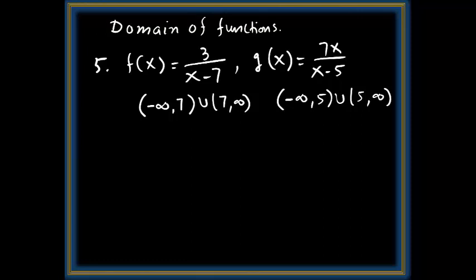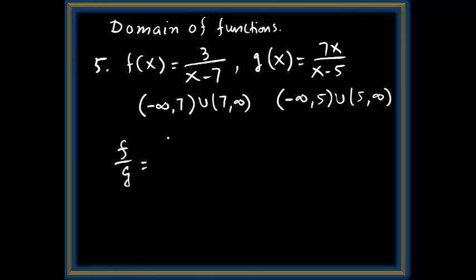I'm taking example 5. In this case, my function f of x is 3 over x minus 7 and g of x is 7x over x minus 5. So in both the cases now, you see the domain will be, for the first one, negative infinity to 7, 7 to infinity, and the second one, negative infinity to 5, 5 to infinity. This x doesn't make any problem on g of x. But see what happens when I'm taking f over g.